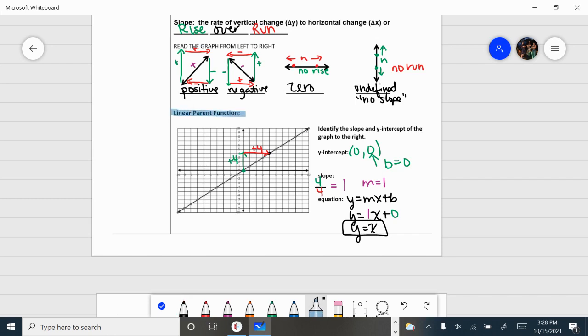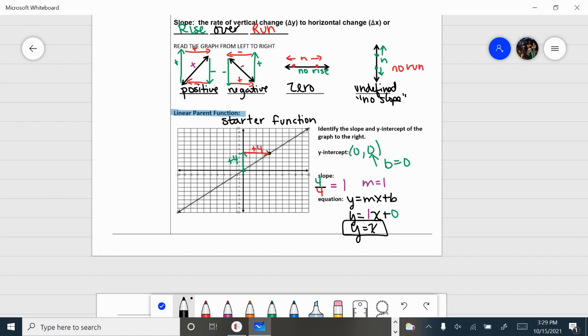It's important to remember your linear parent function, because the linear parent function is a starter function. As we talk about different functions throughout the year, the linear parent function is the starter function for lines. That's what it starts as. And then anytime we multiply to it or we add or subtract, we change how the line is presented.